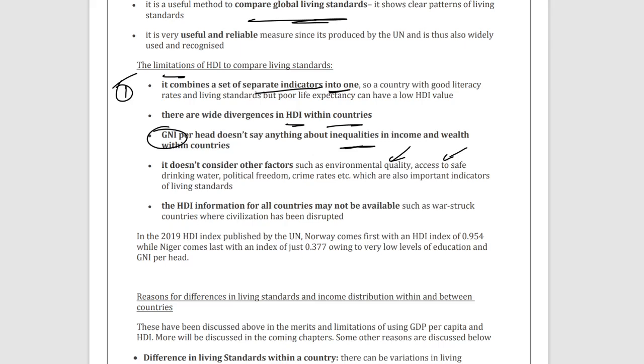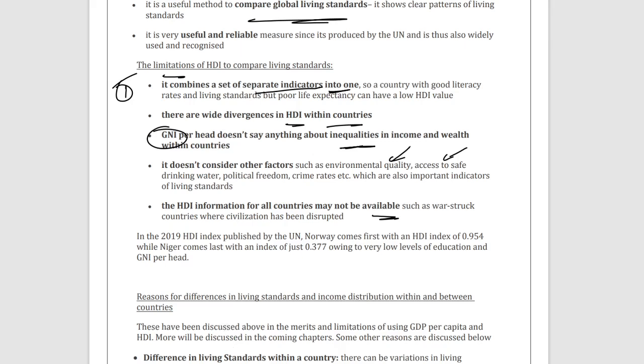At the same time, we talked about the advantages, saying that it's actually an advantage that they have taken into consideration the social factors. But again, it's a disadvantage because they're only looking at 3 social factors. Okay, what about the environmental factors? What about political freedom, crime rates, stuff like that? Okay, so also the next disadvantage is that the HDI information for all countries may not be available. Okay, how would you calculate health if your country doesn't even have hospitals, for example? It's kind of unfortunate, but it's the reality.